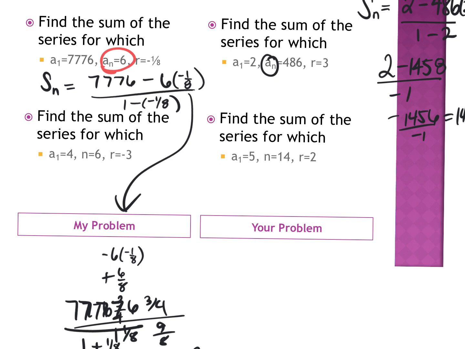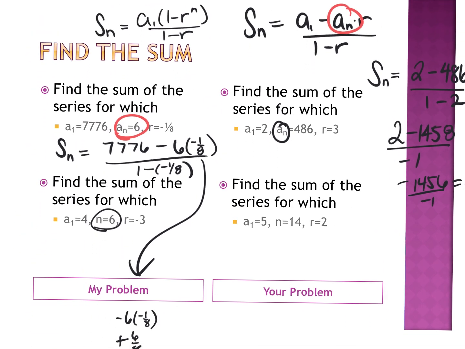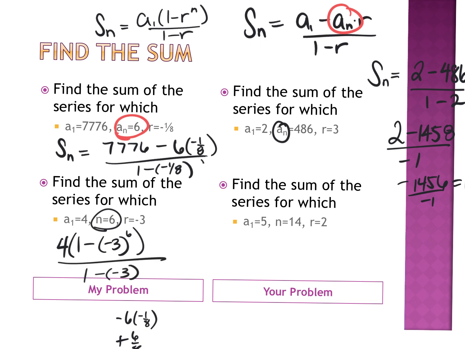Okay. Now this next one, find the sum of the series for which A1 is 4, n is 6, and r is negative 3. So since I know n, I want to use the other formula, right? The A1, let's erase this for a second so we have some space to plug it in. I'm going to use the A1, 4 times 1 minus r, which is negative 3 to the 6th power, divided by 1 minus r, which is negative 3.